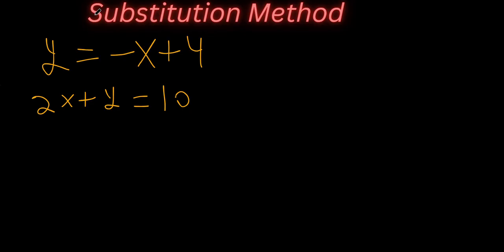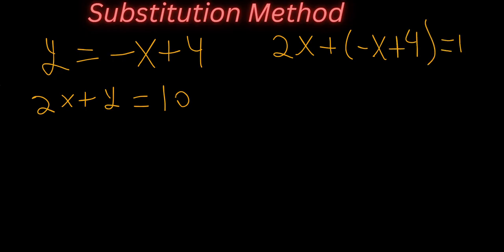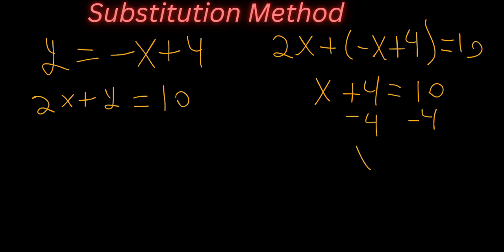And that means we can have 2x plus negative x plus 4 equals 10. Okay, that's great. So let's combine like terms. This gives us x plus 4 equals 10 because we combined a negative x and 2x. Now we subtract 4 from both sides, and we get x equals 6.